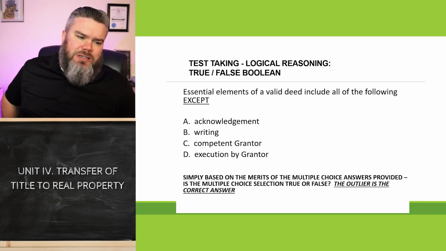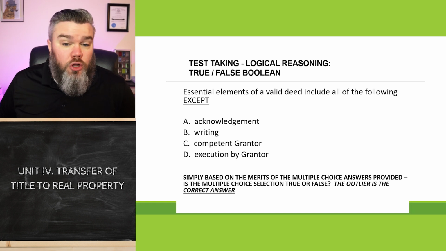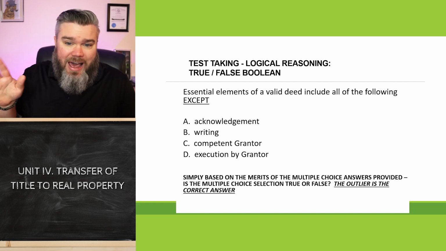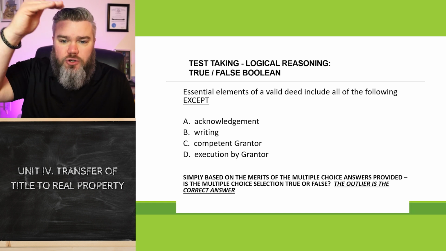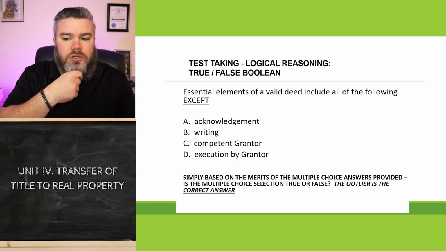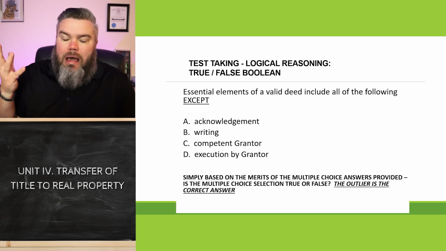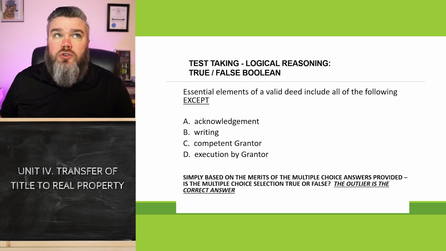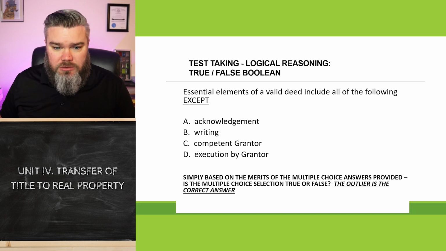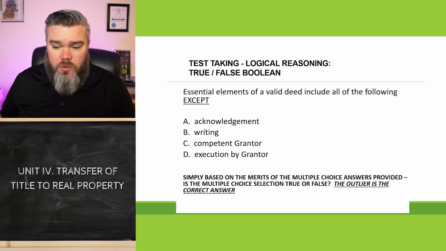Some of you are attempting to answer it already, but let me show you the test-taking strategy behind this. You've got to run through all the answer choices. Don't look for the right answer. Go through all the answer choices and pick the best one. Let's say you look at A and you see acknowledgement, and you think, I don't remember what acknowledgement means. Okay, skip it and come back to it. Writing. Do deeds have to be in writing to be valid? Yes. So it's not that one.